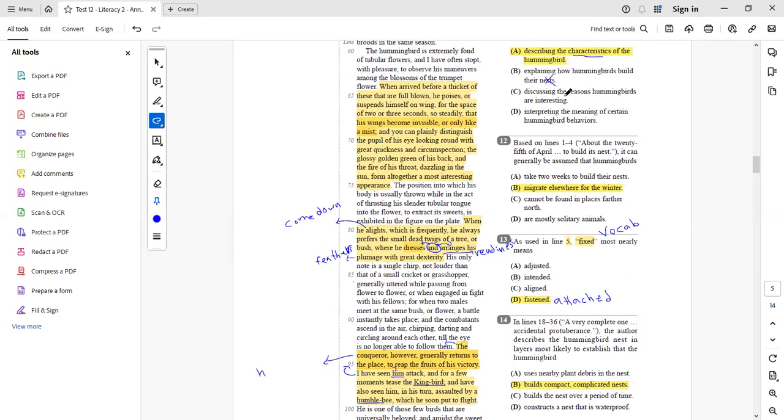Discussing the reason hummingbirds are interesting, maybe, but he didn't give me a reason. This is a scientific passage, not a subjective passage. It is not subjective, it is objective, giving information. So I can't choose interesting at all. Interpreting the meaning of certain hummingbird behaviors, he talked about the characteristics more than the behavior. Even the first sentence, the last sentence.